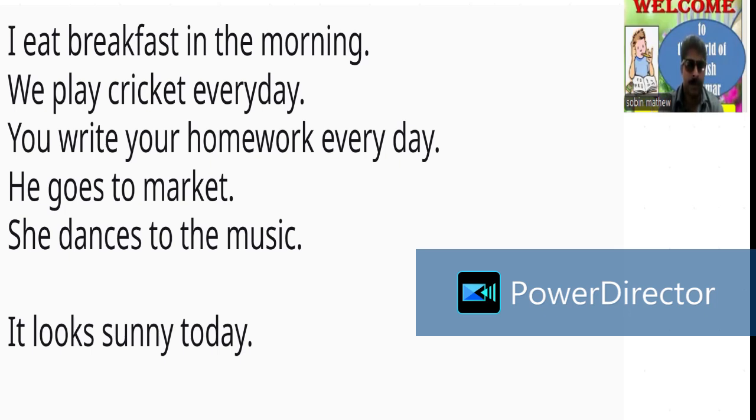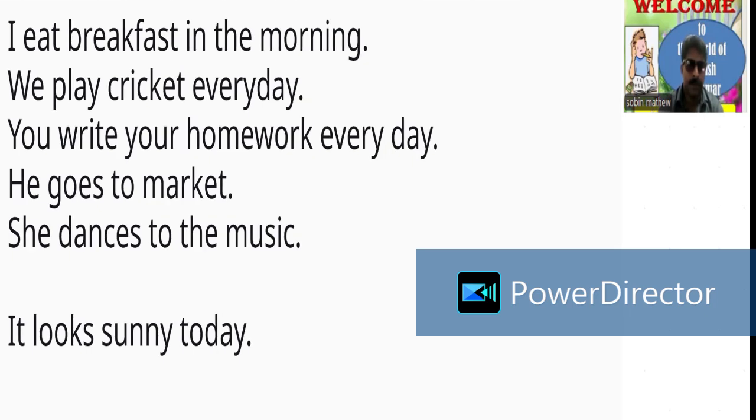All the students together read the sentence. "It looks sunny today." Then the teacher asks all the students to copy the sentence from the whiteboard to their notebook. All the students answer the teacher, "Yes, sir, we do." Did you finish your copying? Then all the students reply to the teacher, "Yes, sir, we finished."